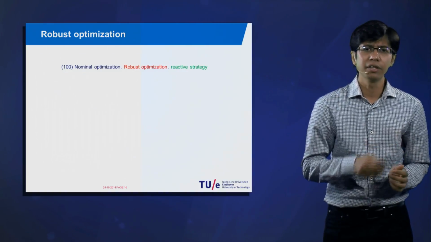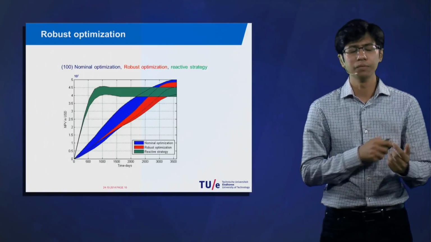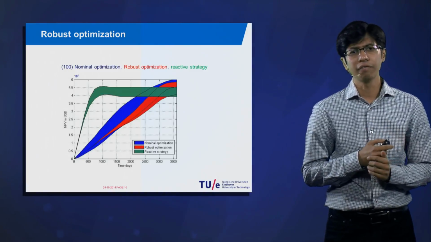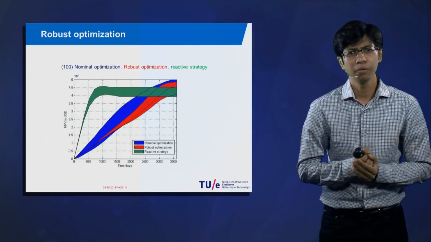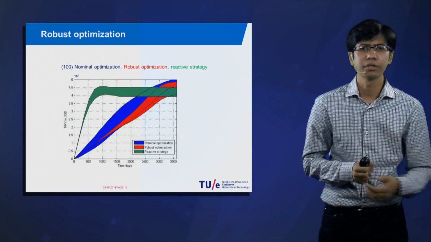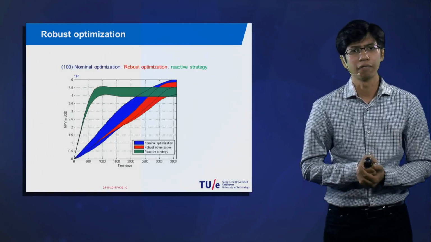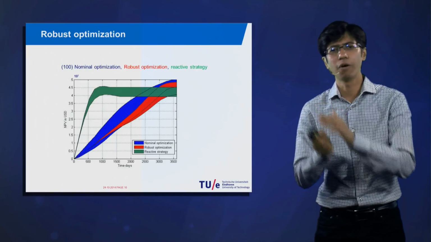We were interested in the time buildup. And that's the time buildup. And then what you can see in the red curve is basically the robust strategy applied to 100 models in the ensemble. The blue curves are basically the nominal strategies applied to themselves. And then the green one is the reactive. The maximum and the minimum NPV values will form this tube.